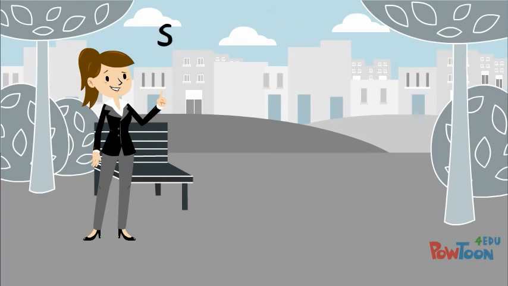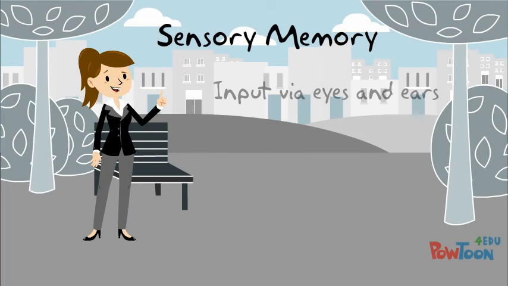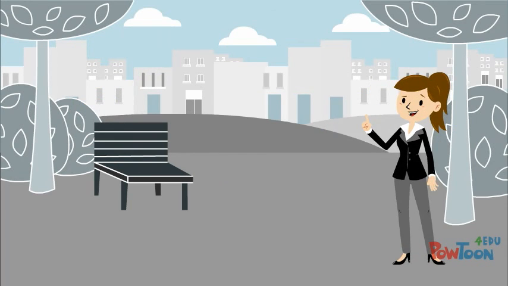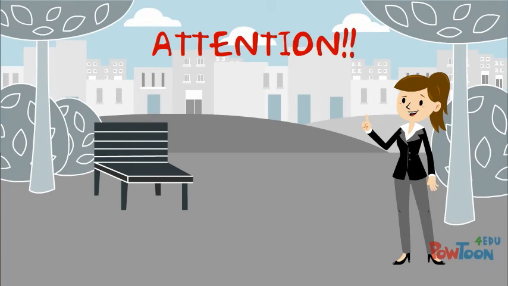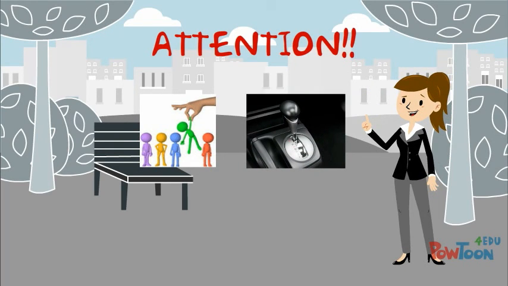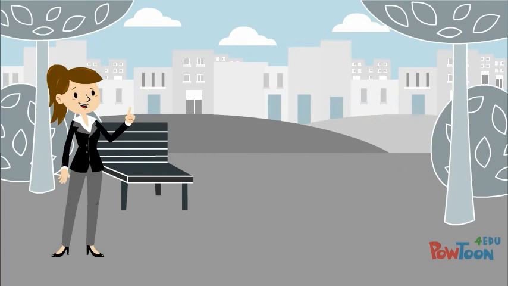The first store is the sensory memory. Learners receive information via the senses, such as visual and auditory, and then house this information for approximately 3 to 5 seconds. At this point, the learner must use it or lose it. The key to using the information is the learner's attention to that information. There are several types of attention that can be used by the learner, including selective attention, automaticity, and pattern recognition.